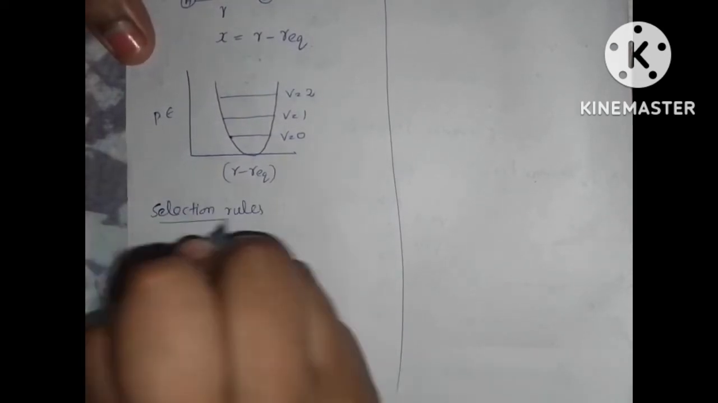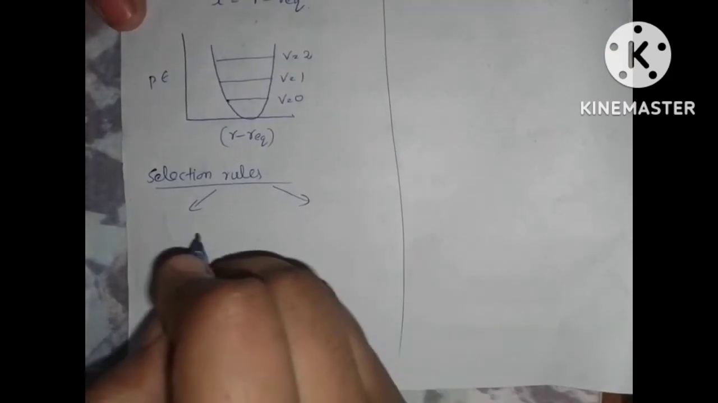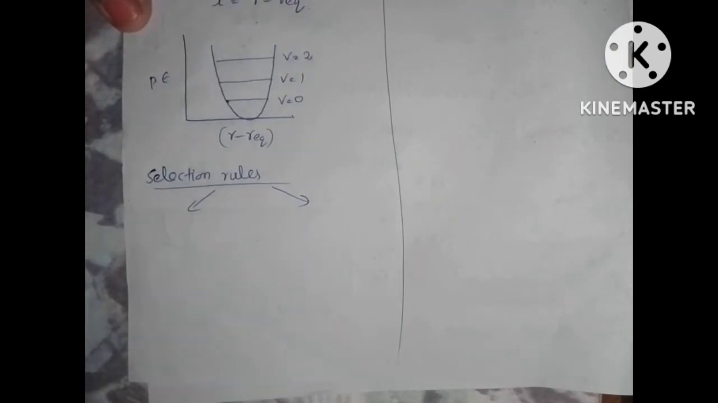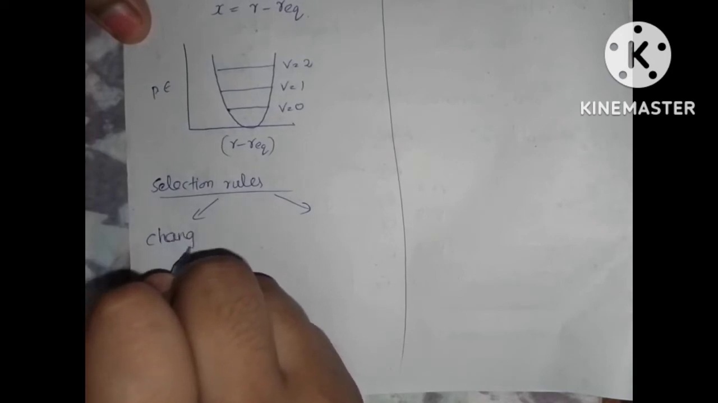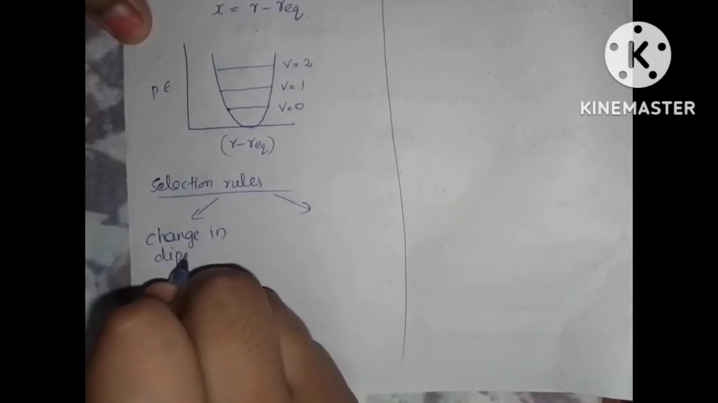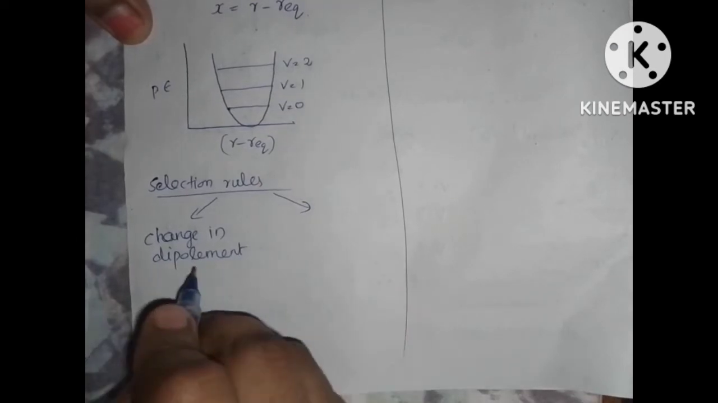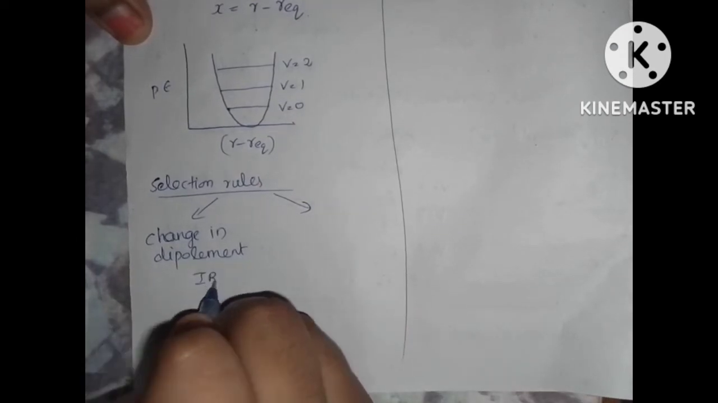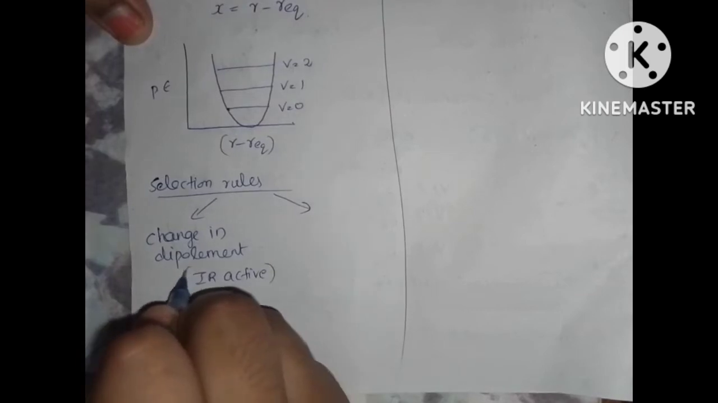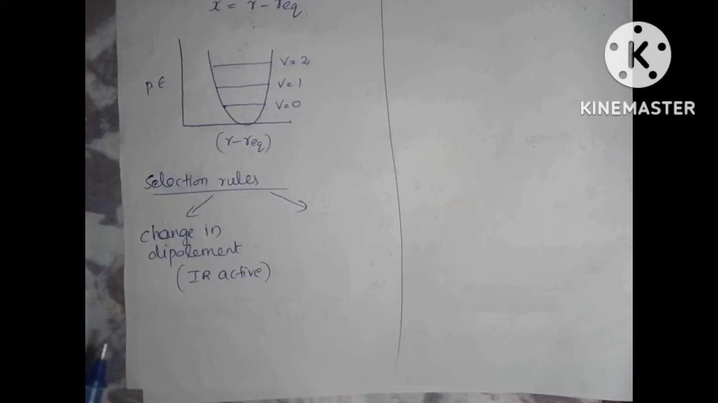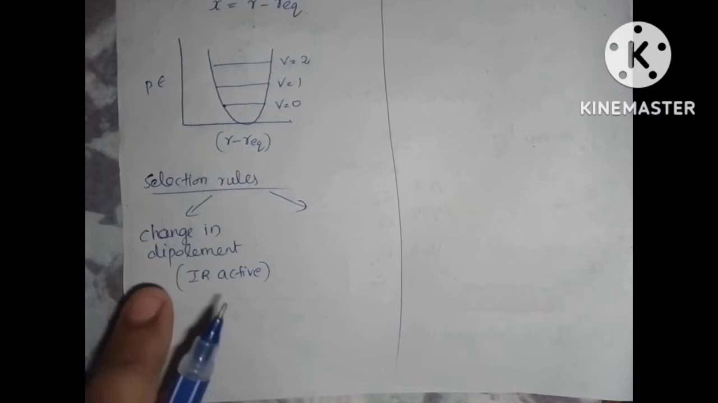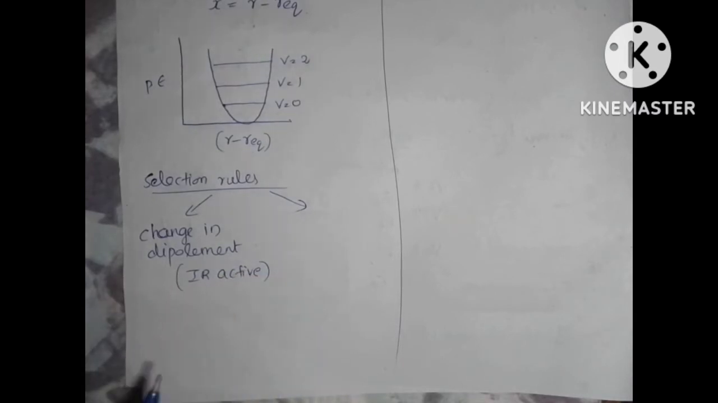There are two types of selection rules. One is regarding which molecule can undergo vibrational spectroscopy, or which is vibrationally active. It is stated that the molecule which shows a change in dipole moment after vibration, or after stretching or bending, will be vibrationally active or IR active. So the first selection rule is regarding selecting which molecules can undergo IR spectroscopy. That is, the molecule should show a change in dipole moment after its vibration.